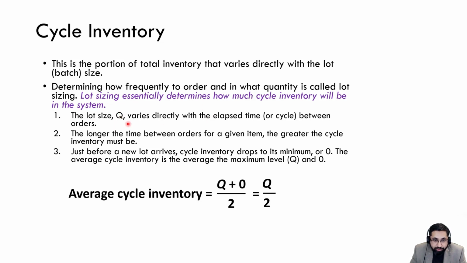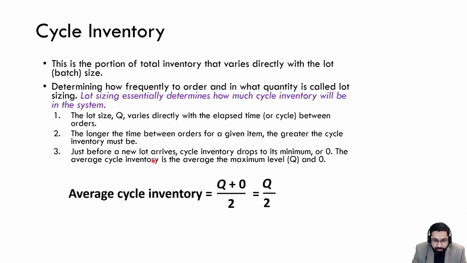Now, if you're going to order very infrequently, you're probably going to need a larger value of Q, because if you only order once a month, you might need a lot of material to cover everything for the month. If you order once a week, you might need to order less per week because you're only ordering for the next week, not the next month, right?